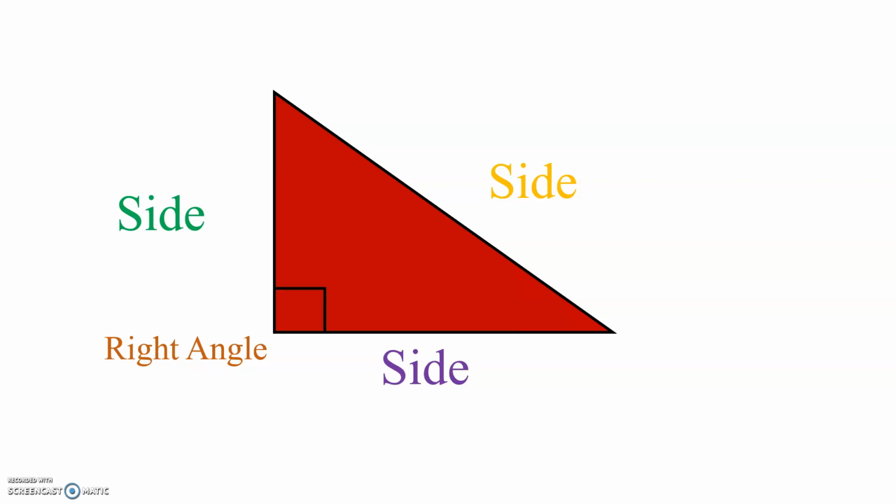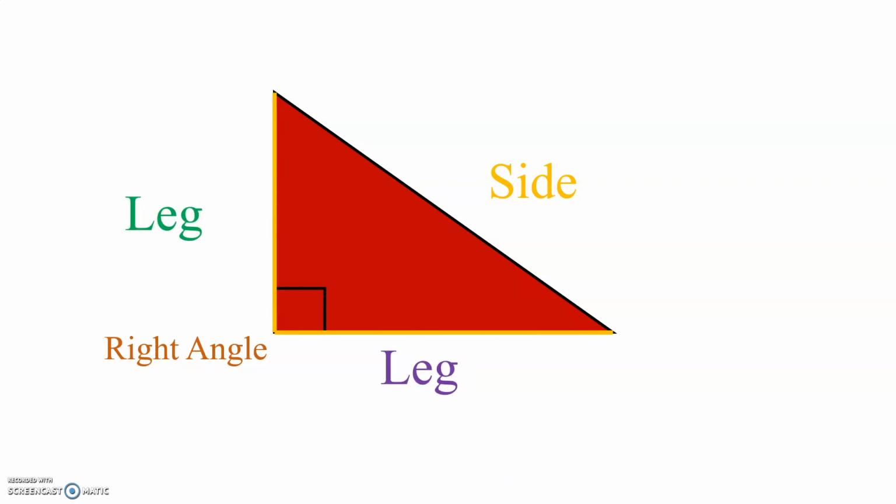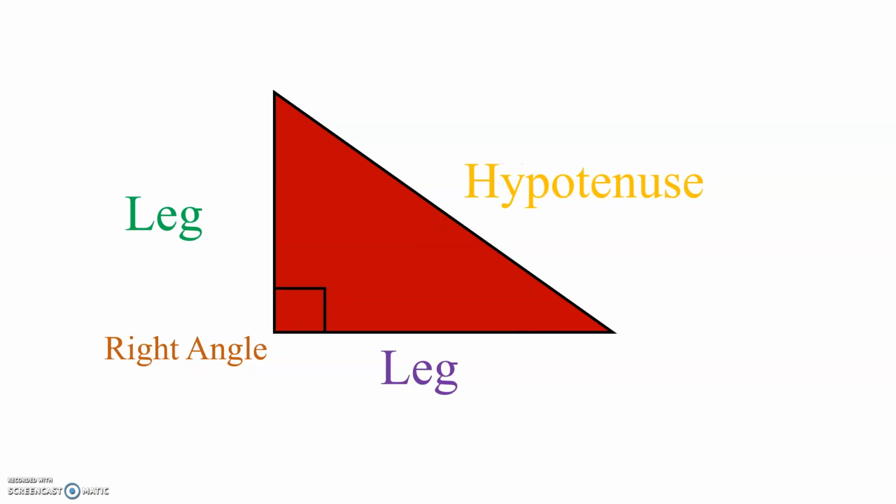And so the three edges weren't generically called sides. Specifically, the two edges that made up the right angle, those were named legs, and the side opposite the right angle was the hypotenuse. So we transitioned from just generically side, side, side to leg, leg, hypotenuse.